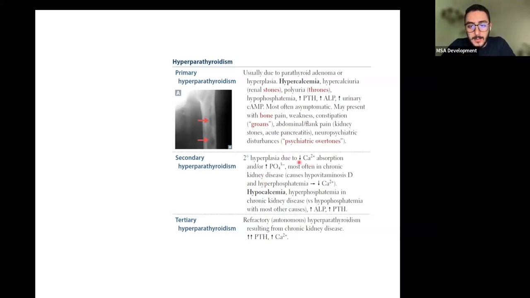And this will be reflected on the labs. If you draw a blood sample from a secondary hyperparathyroidism patient, you will find his calcium levels very low. Why? Because it is being excreted in the urine because of the kidney failure. Very high phosphate. Why? Because the kidney is reabsorbing the phosphate because of the kidney failure. Hyperphosphatemia is also another reason why calcium would be low.